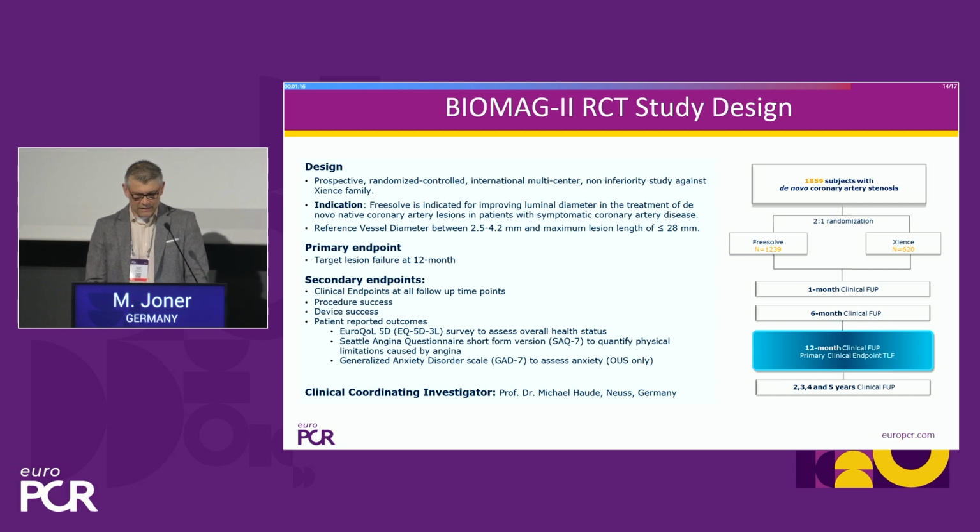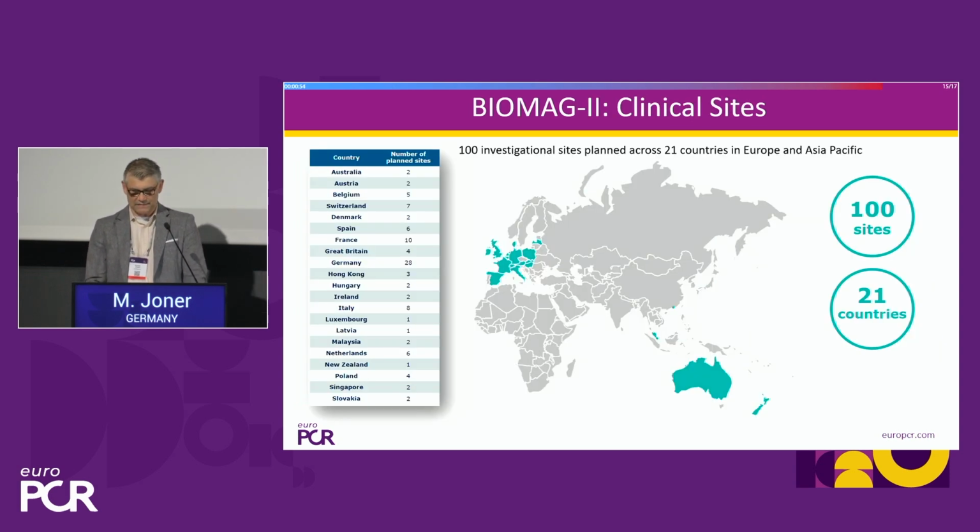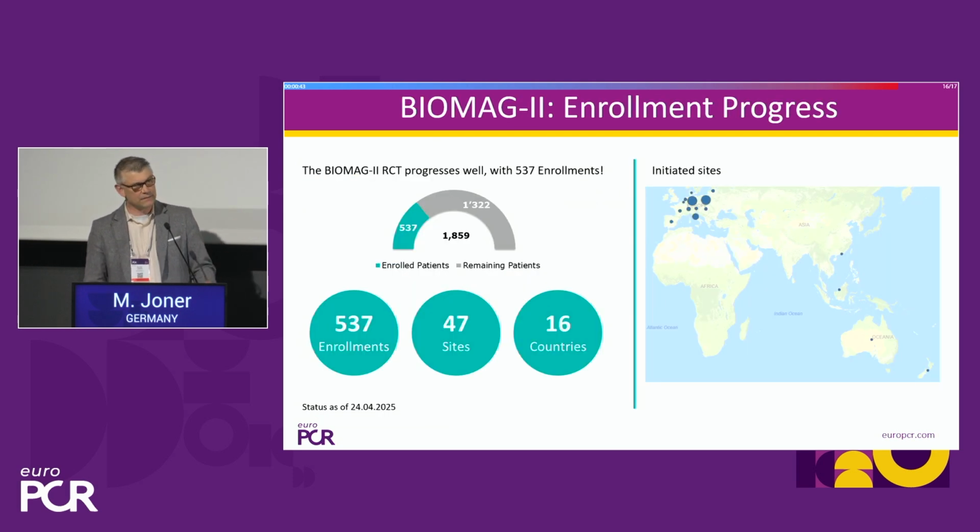Now, I want to point out that there is a randomized controlled clinical trial going on, the BIOMARK-2 study, and this is really randomizing 2-to-1 against a drug-eluting stent. It's a very brave but also very much needed study that is going on around the globe. Target lesion failure at 12 months is the primary endpoint, and you can see it targets 100 sites around the European and Australian continents, 21 countries currently enrolling, and I was updated this morning, actually, 619, not 537 patients have been enrolled.